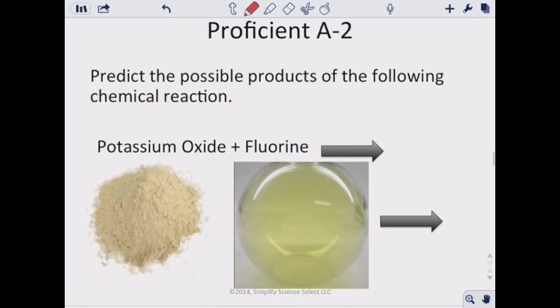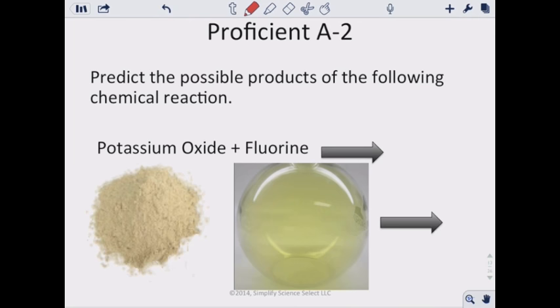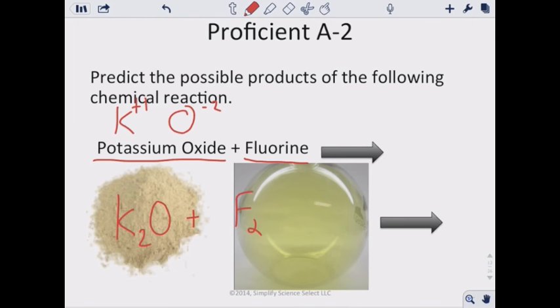Looking at our next one, it says predict the possible products of the following chemical reaction. So we have potassium iodide and fluorine. When we're looking at this, we could go ahead and write their chemical formula. So potassium iodide is K and O. Potassium is going to have a +1 oxidation number, oxygen -2. So when we write this, it's K2O plus fluorine. And remember, fluorine's a part of Brinkelhoff, so we put a 2.